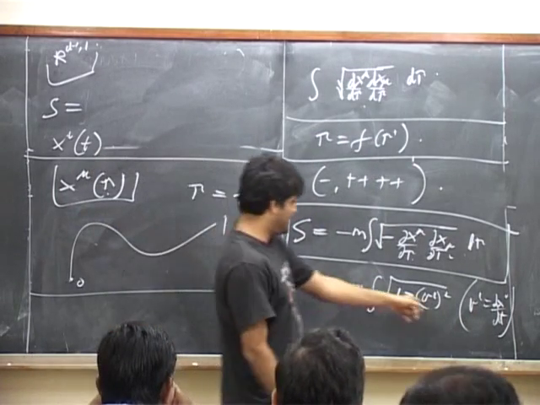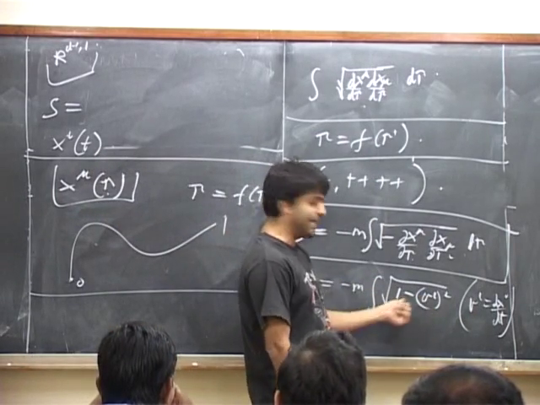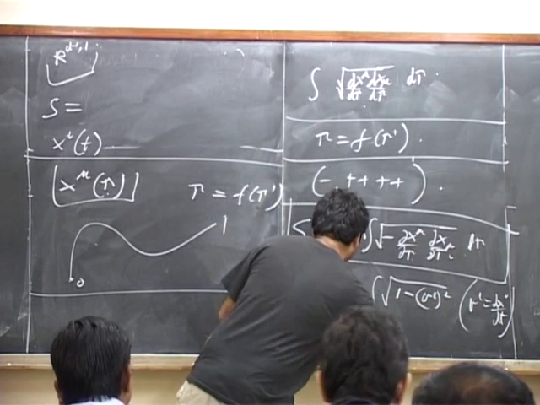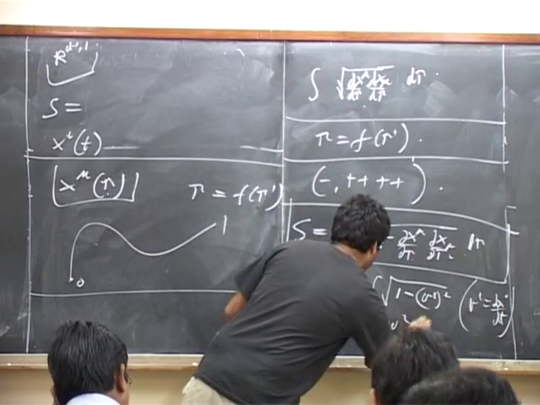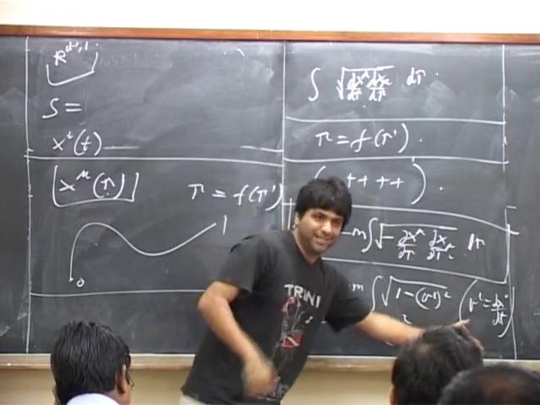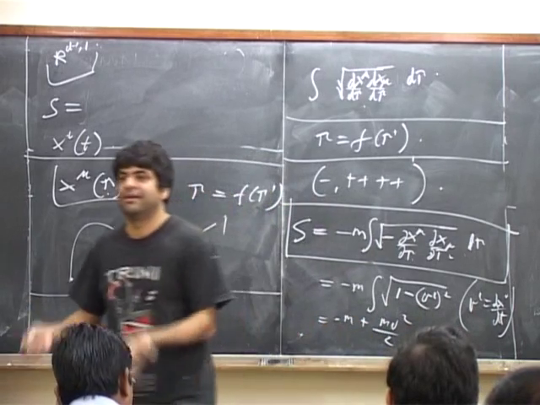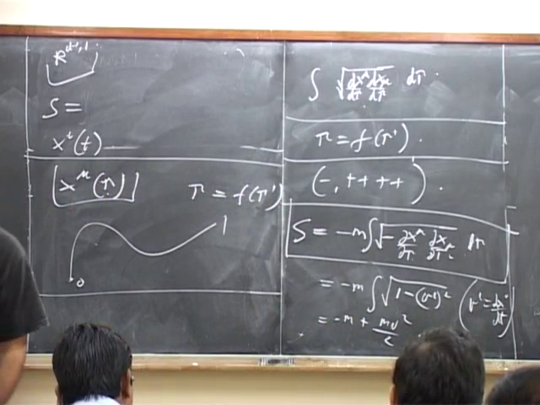Okay, so let's see if we get the right non-relativistic limit. Let's expand out the square root. Once we expand it out, we get minus m plus mv squared by 2 plus higher orders. Minus m is a constant, it doesn't affect physics. mv squared by 2 is the correct non-relativistic Lagrangian.